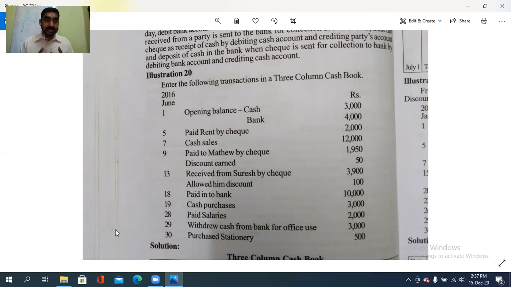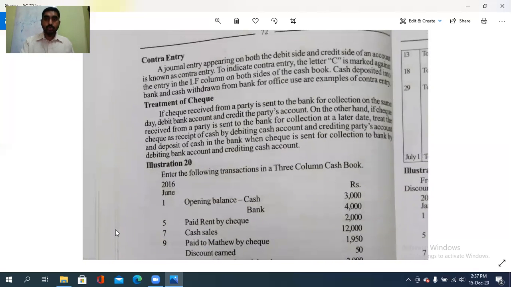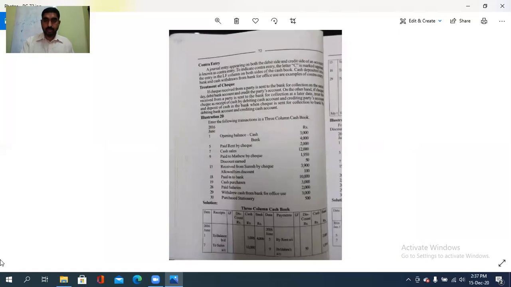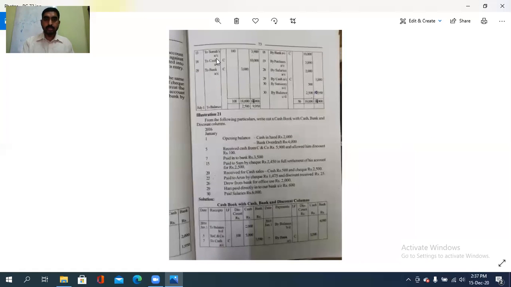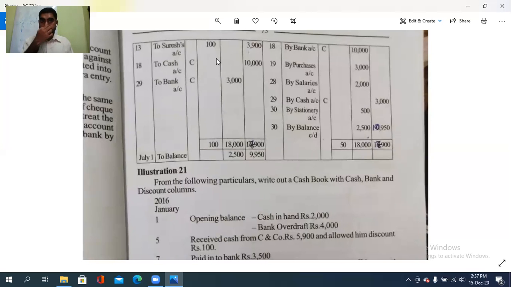And next is received from Suresh by check, 3,900, and allowed him discount 100. So what is the entry? Bank account debtor, discount allowed account debtor to Suresh. So on the debit side of this cash book, to Suresh 100 in the discount column and 3,900 in the bank column, not the cash column.